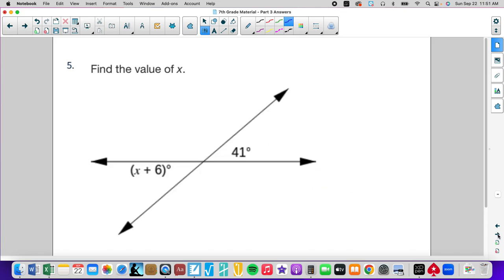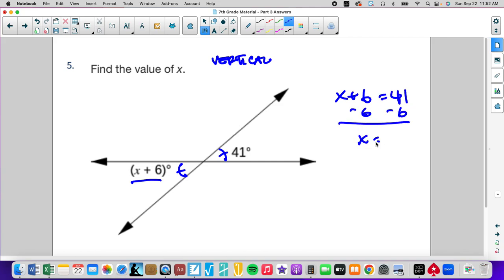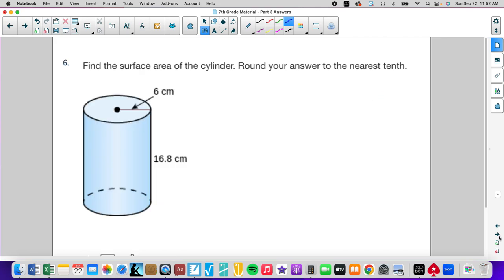So good question. Find the value of x. We know that this angle is congruent to this angle because they are vertical angles. Vertical angles are congruent, so we know that x plus 6 must equal 41 degrees. We're going to subtract 6 from both sides. We get x equals 35 degrees, and that is your missing value. Another good question. Very, very 7th grade material, very pre-algebra.